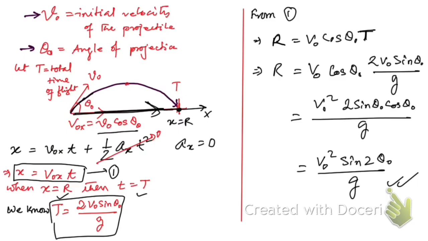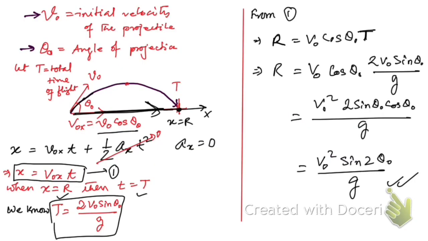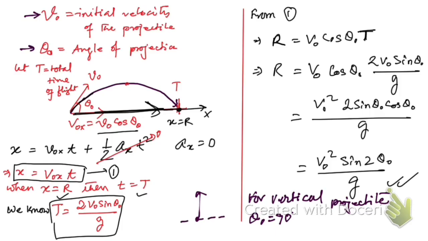Now what is the next part of the question here? What is the range in case of a vertical projectile? A vertical projectile means it is thrown vertically upward. For a vertical projectile, this angle theta naught will be equal to 90 degrees, because it must be thrown vertically upward. So theta naught must be 90 degrees.